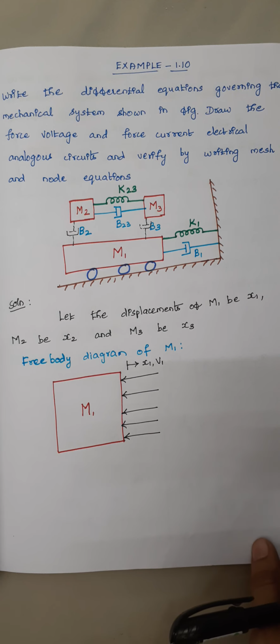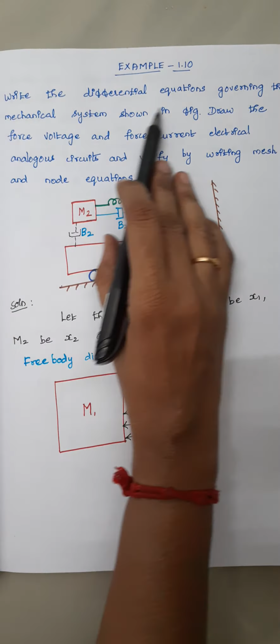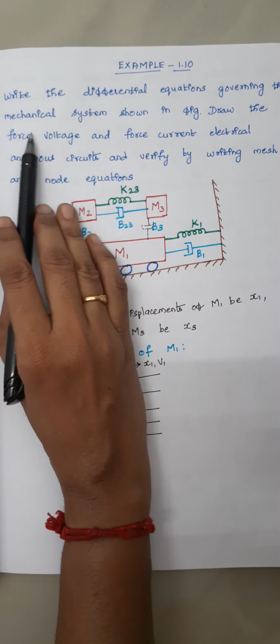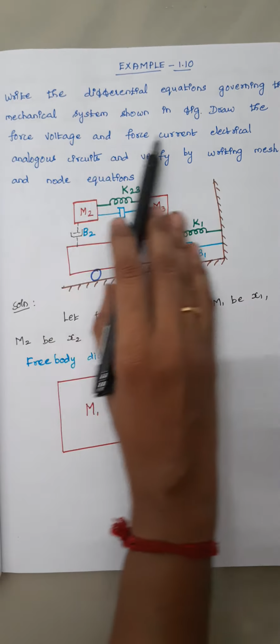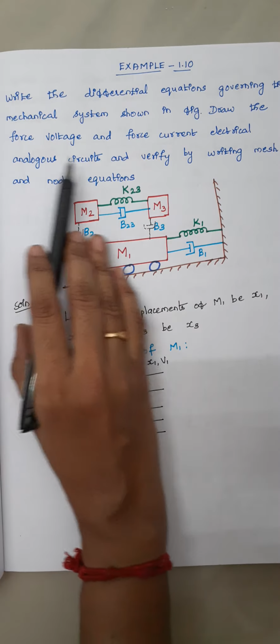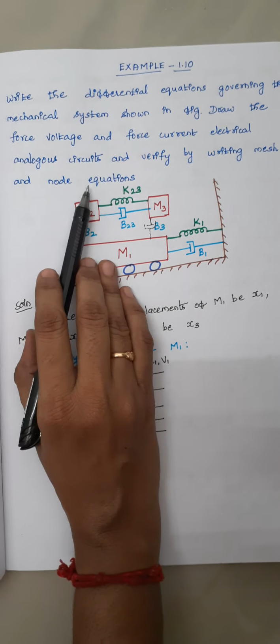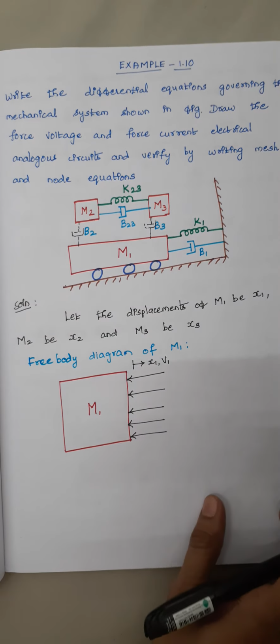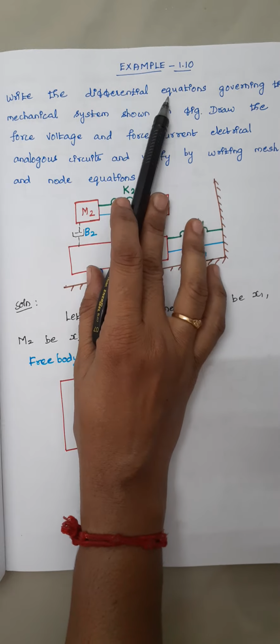Today we are going to solve example 1.10 in chapter 1 in control systems. The problem is: write the differential equations governing the mechanical system shown in the figure. Draw the force-voltage and force-current electrical analogous circuits and verify by writing mesh and node equations. So, the first step is they have asked us to find the differential equations.